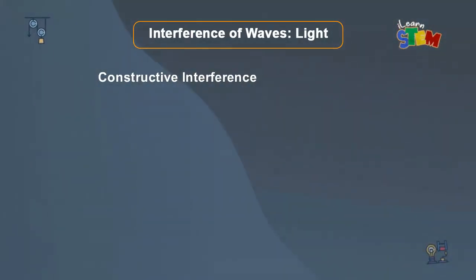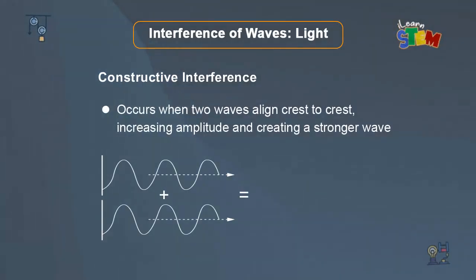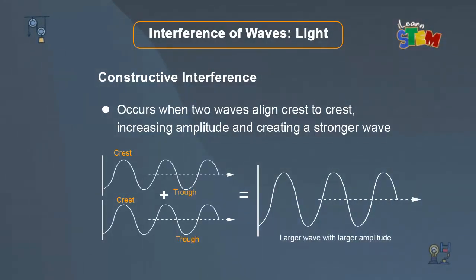Constructive interference. Imagine two waves moving toward each other. When their crests, highest points, and troughs, lowest points, align perfectly, they combine to form a larger wave with greater amplitude. The individual wave amplitudes add together, resulting in a stronger overall effect.